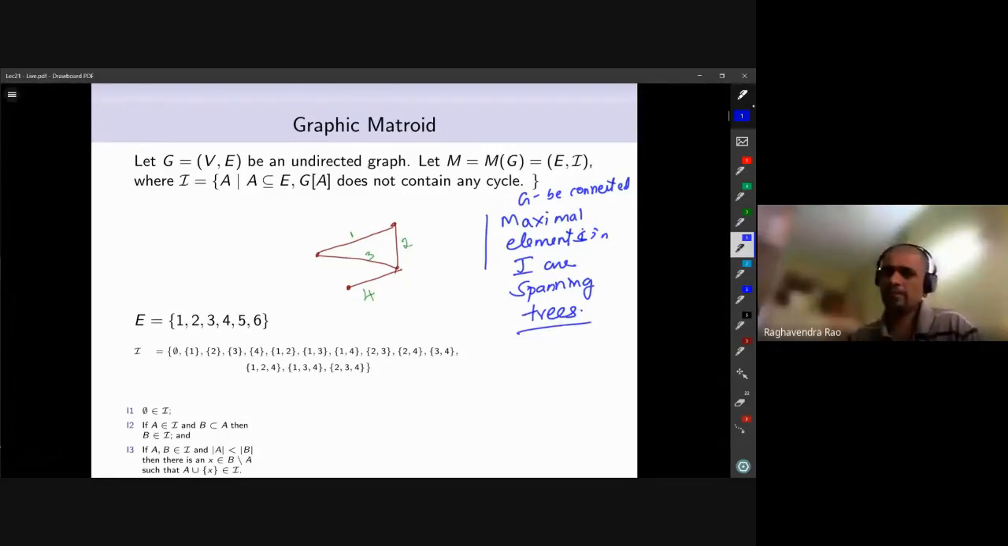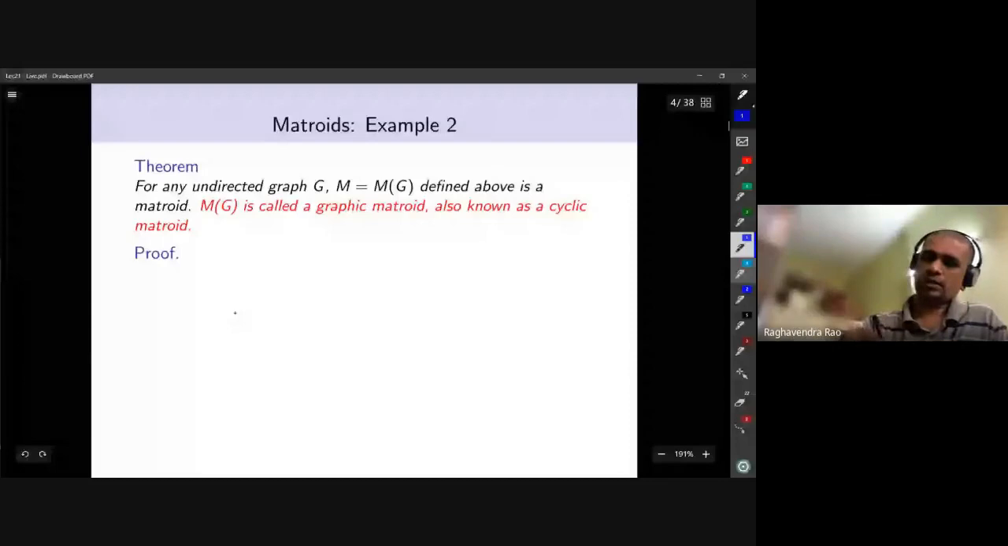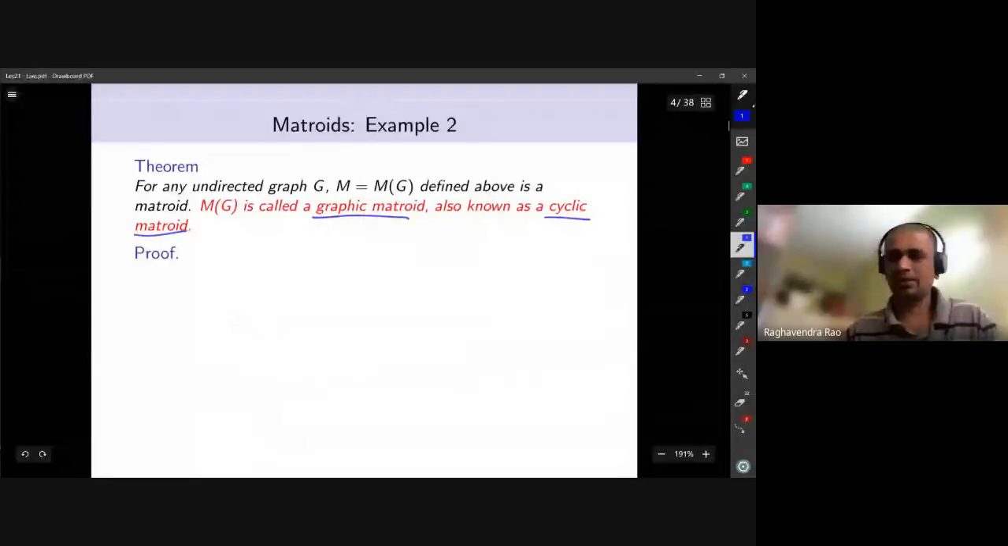Now it remains to prove that the set indeed is a matroid. This matroid is called a graphic matroid, or some literature also calls it a cyclic matroid. I'll tell you why it is called cyclic later. It has a close connection to cycles.